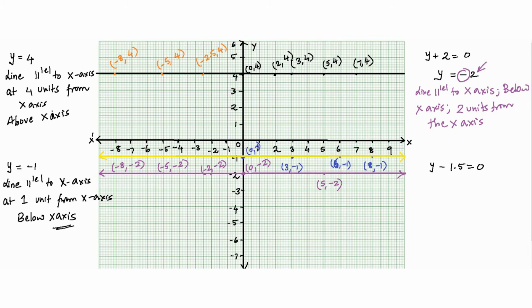So let us now plot the line y minus 1.5 equals 0. If y minus 1.5 is 0, that means y equals 1.5. So now we need to find all points whose y coordinate is 1.5. 1.5 lies between 1 and 2, so 1.5 is going to be right over here. So this point is (0, 1.5).